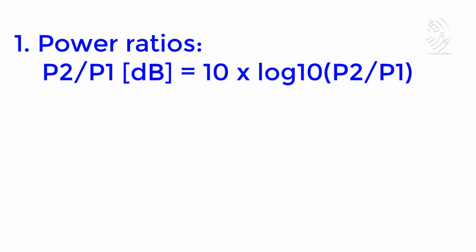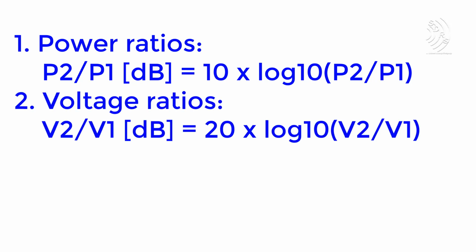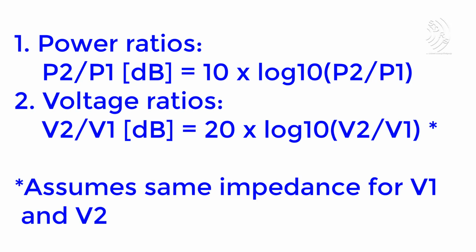To summarize, power ratios are converted to decibel units by taking 10 times log base 10 of the power ratio. For voltage ratios, the decibel equivalent is 20 times log 10 of the voltage ratio. The expression for voltage ratios assumes that the impedances across which V2 and V1 are measured are the same, and the resistance is the same for both Z1 and Z2.